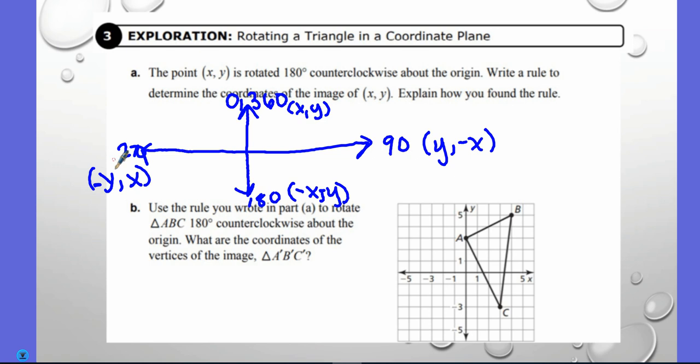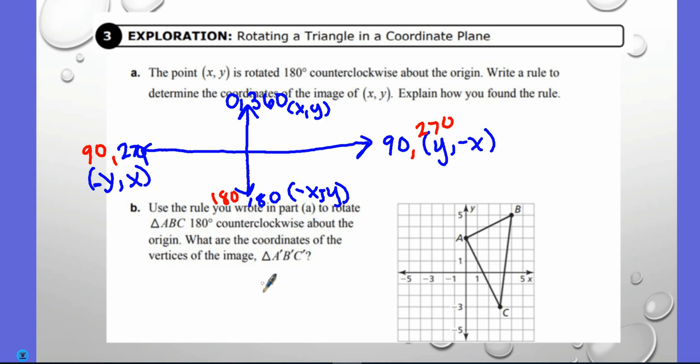Now these same rules apply for when you go counterclockwise, which means to the left. So this now would be 90. This would be 180. This would be 270 if you're going counterclockwise. And of course 0 and 360 would be exactly the same whether you're going clockwise or counterclockwise. If you rotate 0 or 360 degrees, that means you're staying in the exact same spot, so nothing happens to the ordered pairs. Alright, so those are the rules.